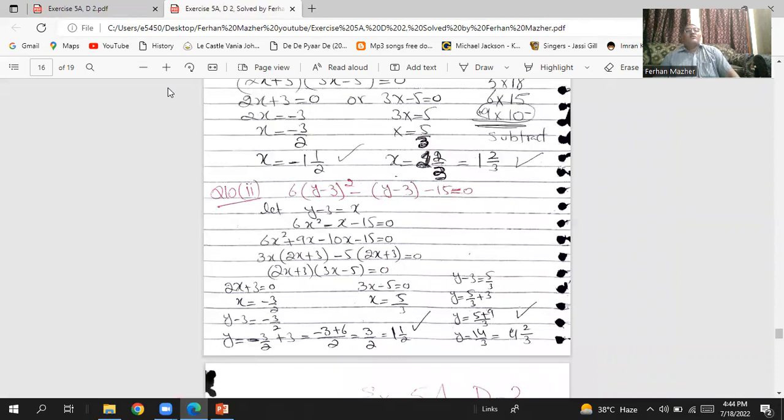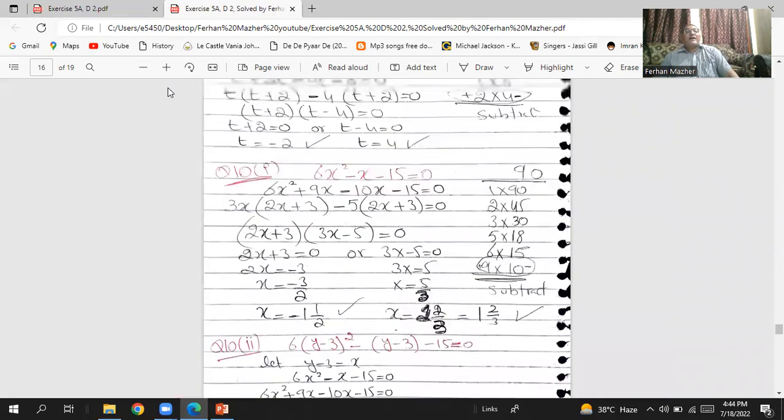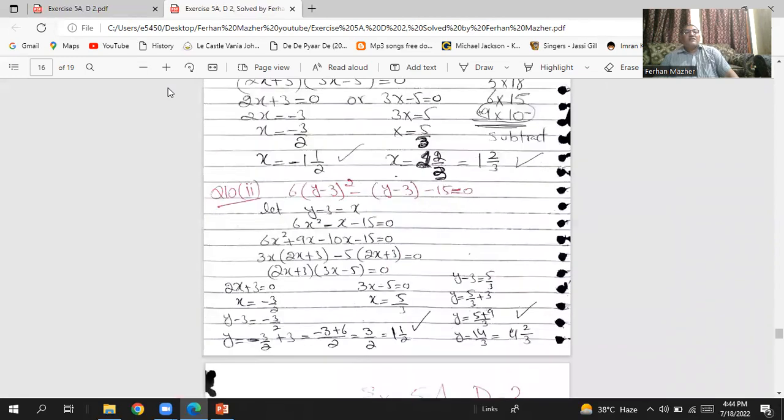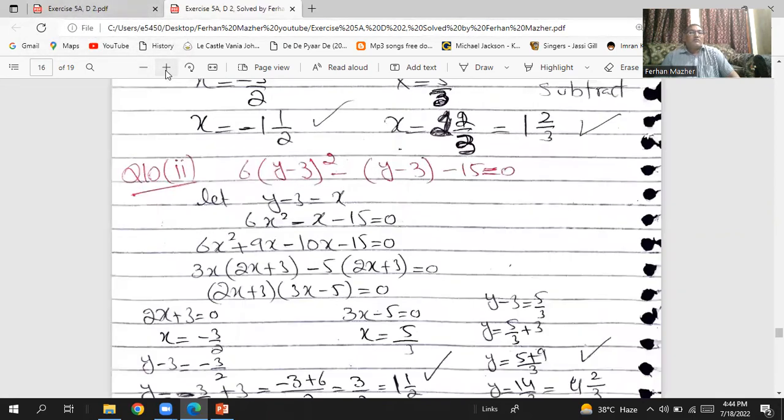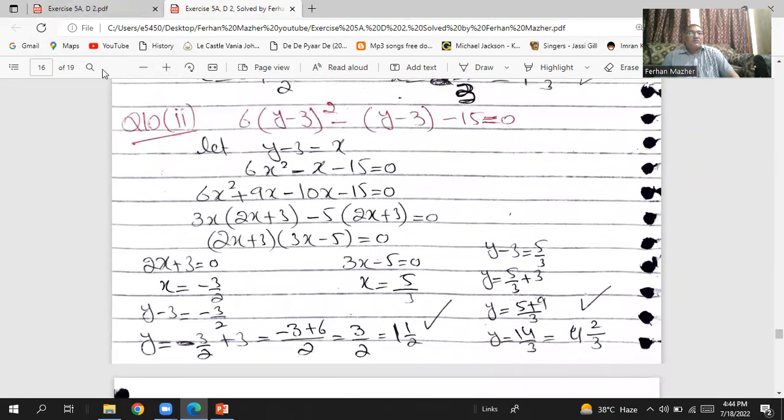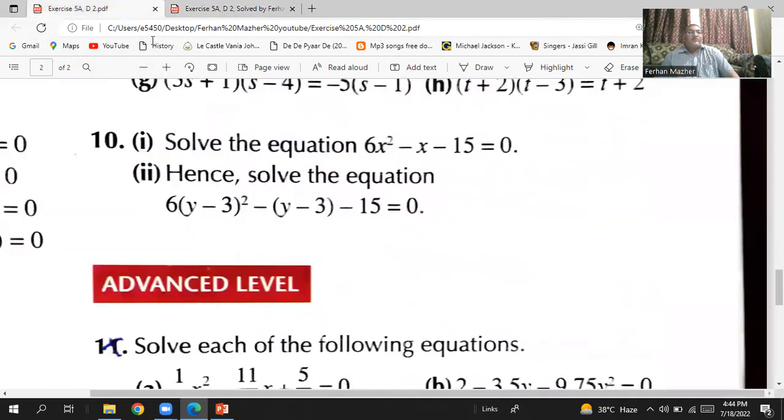So this is how you will do question number 10, its second part, and this is question number 10 and its first part. Here we suppose that y minus 3 is equal to x, and then this becomes exactly like part 1. Okay, so we are going to the next question.